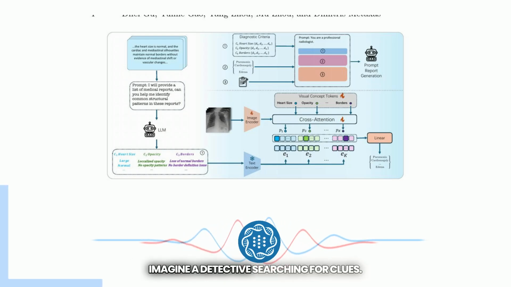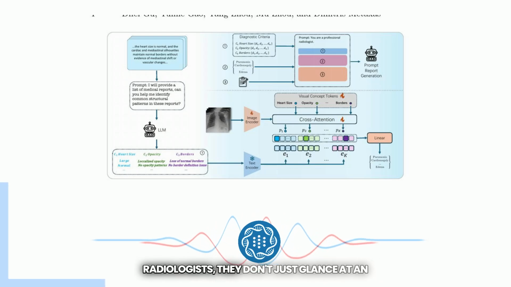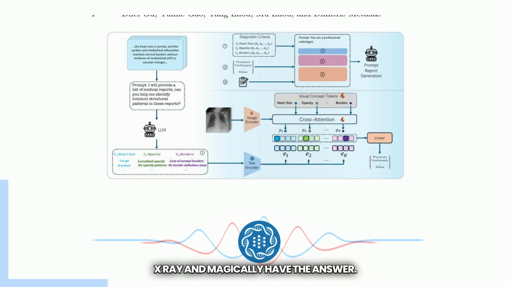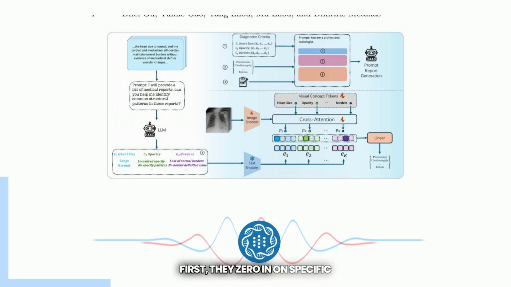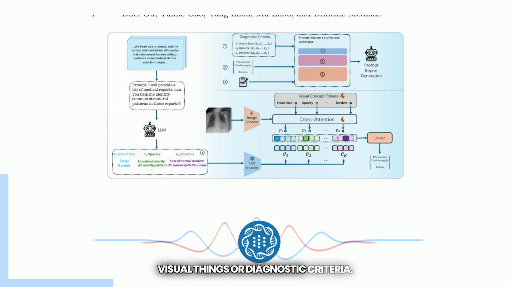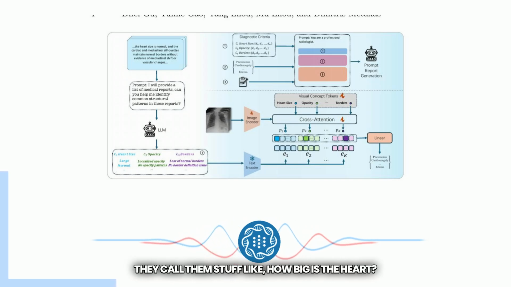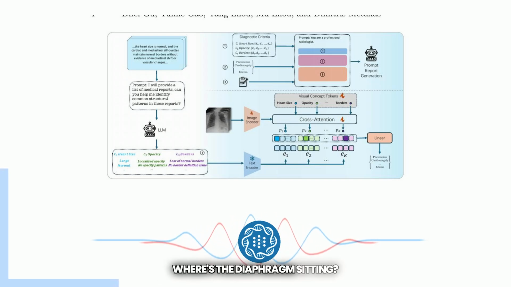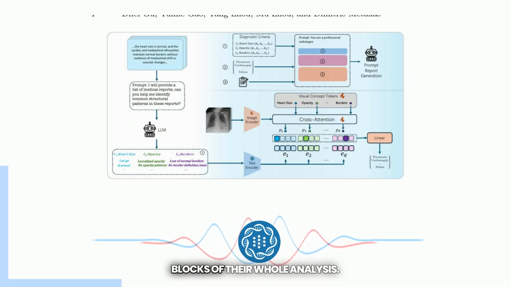Imagine a detective searching for clues. Radiologists don't just glance at an x-ray and magically have the answer. They have a system. First, they zero in on specific visual things, or diagnostic criteria, they call them. Stuff like, how big is the heart? Is there any cloudiness in the lungs? Where's the diaphragm sitting? These are the building blocks of their whole analysis.